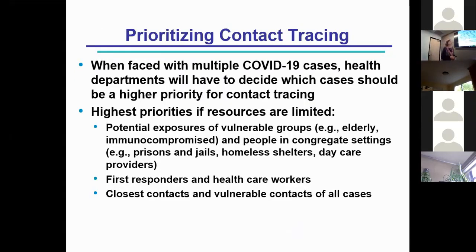And so when we're faced with these multiple cases, the communicable disease team will be getting reports of 10 cases a day or 20 cases a day, and it will start to get overwhelming. We're going to have to decide which cases should be higher priority for contact tracing. How are we going to do that if we have limited resources? First of all, potential exposures to large groups of vulnerable people, the elderly, the immunocompromised, people in congregate settings. That's a high priority investigation because it's high risk. First responders and healthcare workers, because we cannot afford to lose them. We need all hands on deck. And then closest contacts and the vulnerable contacts of all cases are always going to be the priority. So if you identify somebody who maybe just stays at home, but they have an elderly relative living with them, that's going to be high priority for follow-up.